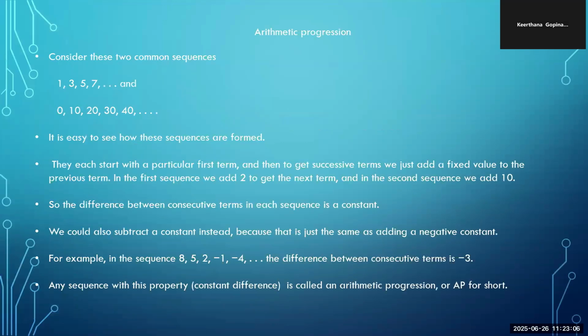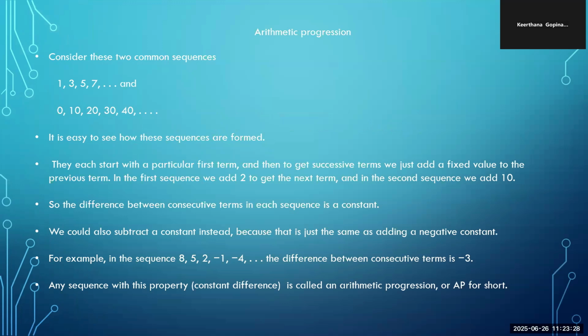Look at these two sequences: 1, 3, 5, 7, and 0, 10, 20, 30, 40. In the first, number 2 will come in between, then number 4 is missing, number 6 is missing. So it follows a pattern. In the second, 0, 10, 20, 30, 40, every 10s is being put up in a series.